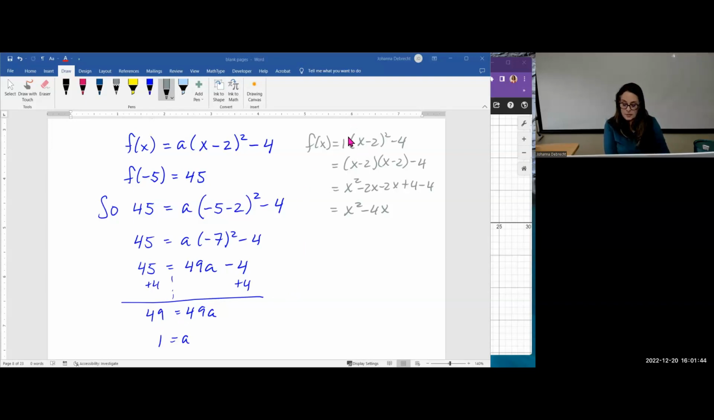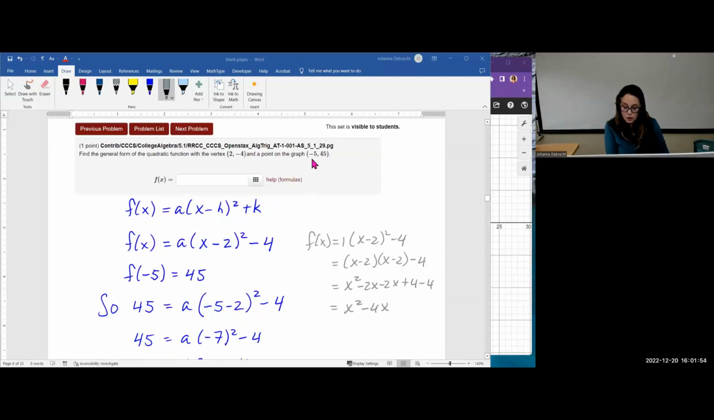And then we can go ahead and multiply this out, and we end up with x squared minus 4x, right? And then you can, of course, make sure that it did work out. If I put -5 in here, -5 squared is 25, and minus 4 times -5 would be +20. So 25 plus 20 is in fact 45. So it does work, all right? And then you could also check to make sure the vertex is on here as well. Let's take a look now at the next problem.